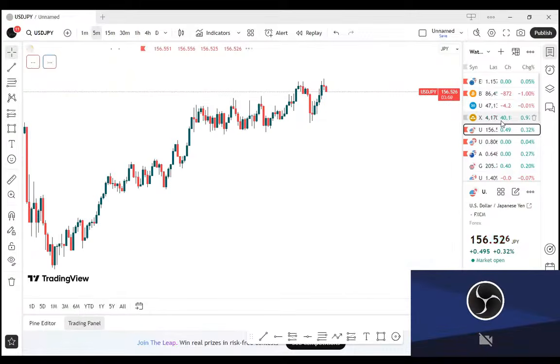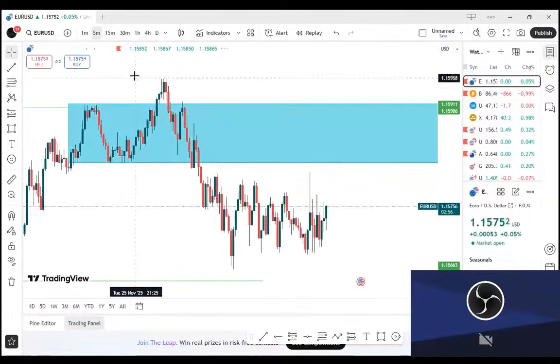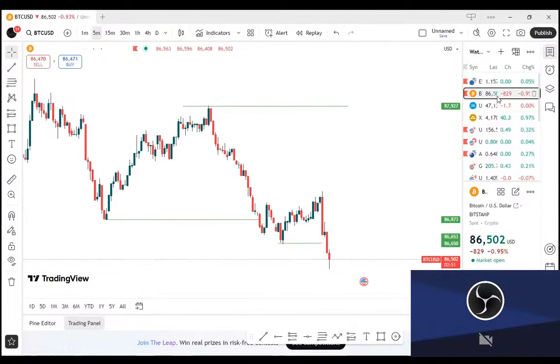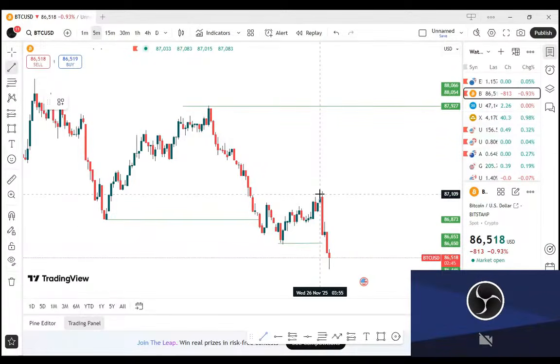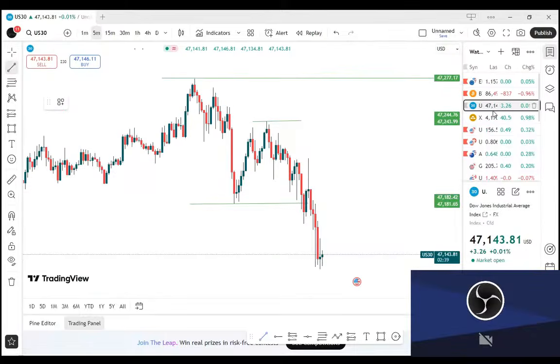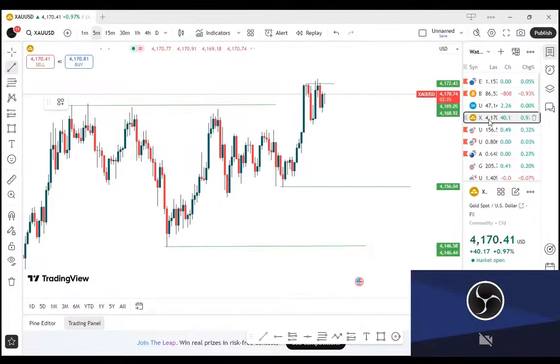And let's look at the next, which is, I think, EUR/USD 5 minutes time frame still pulling up. We have BTC 5 minutes time frame still giving us that move. And we have USD 30 still giving us a continuation of the sellers. We have gold giving us a rejection.